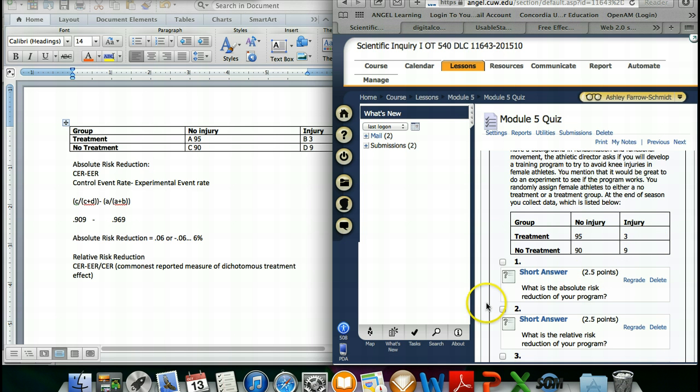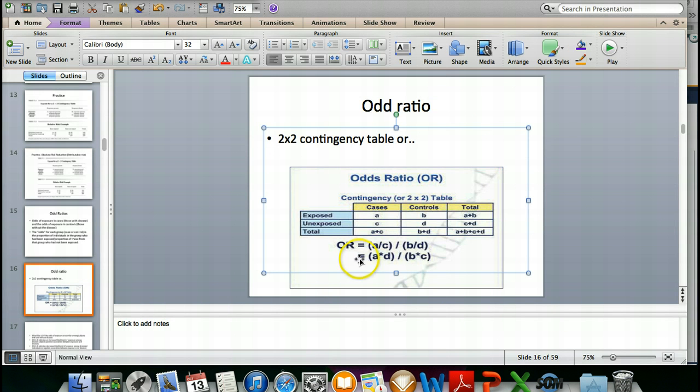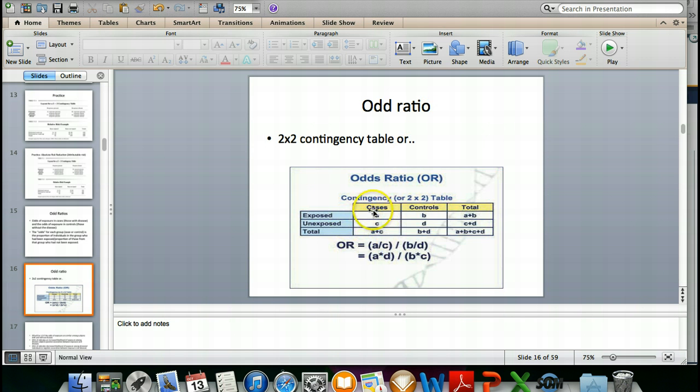If you want to relate that back, you can look at the PowerPoint that I gave you. You have an exposed group and an unexposed group, and you have a control group and a case control group. Of each group, you'll have exposed members and unexposed members. We label these A, B, C, D. These letters are your calculations for everything that you need. So know that when you see a contingency table, this is what it's going to look like: A, B, C, D.